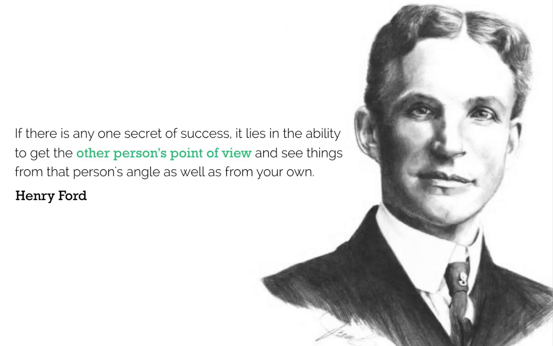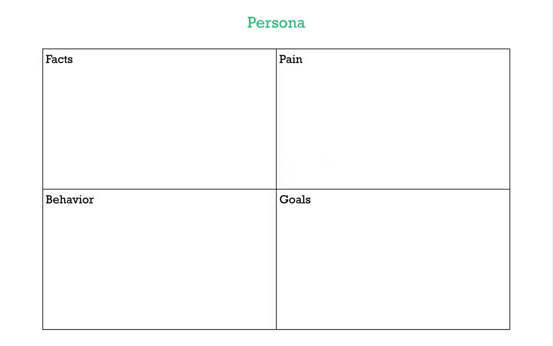Like Henry Ford said, if there is any one secret of success, it lies in the ability to get the other person's point of view and see things from that person's angle as well as from your own. A good way of keeping your user in mind when you design your product is to use personas. A persona is basically a canvas that you fill with details about your target's profile. The canvas is made of 4 blocks: facts, pain, behavior, and goals.